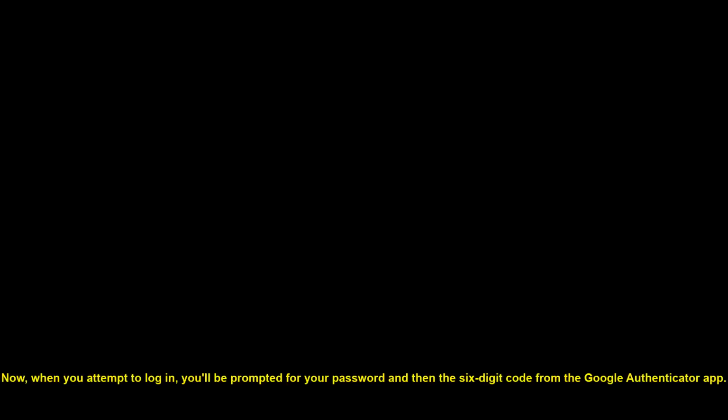Now, when you attempt to log in, you'll be prompted for your password and then the 6-digit code from the Google Authenticator app. Enter the code you see on your mobile device. If entered correctly, you will have successfully logged into Ubuntu.